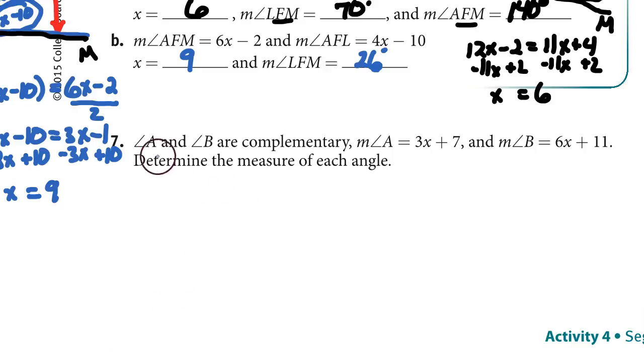I'd like you to work on number 7 because complementary angles is a review topic that has actually been on a couple quizzes now. Complementary angles sum to 90 degrees, and that's the hint that you need to be able to make an equation with the two angles. So please make your equation, solve it for x, and then find the measure of each angle.